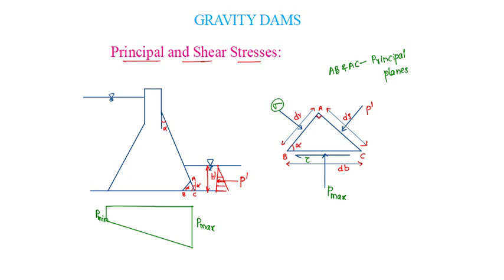Now considering unit length of the dam, the force acting on AB face will be sigma into dr into 1. Then force acting on AC will be P dash into ds. On BC it will be P max into dB, and tau is also acting on dB length face, so tau into dB. So this angle is alpha, then this angle will be our alpha. Here with the horizontal it will be alpha.